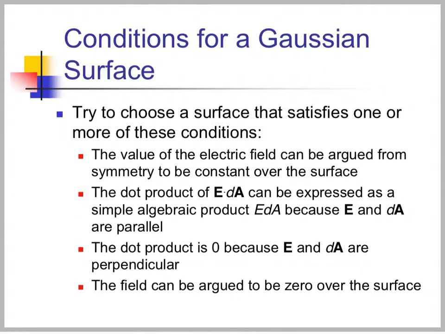So we're going to try to choose a surface that satisfies one or more of the following conditions. The value of the electric field can be argued from symmetry to be constant over the surface. The dot product E dot dA can be expressed as a simple algebraic product E dA because E and dA are parallel, or the dot product is 0 because E and dA are perpendicular. Or you can argue that the field is 0 over the surface.